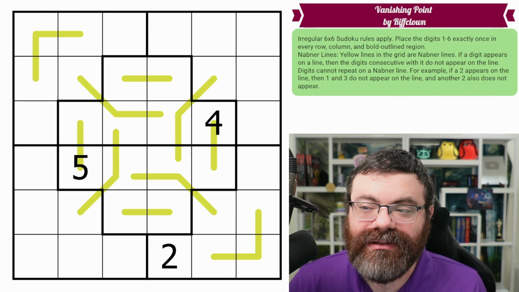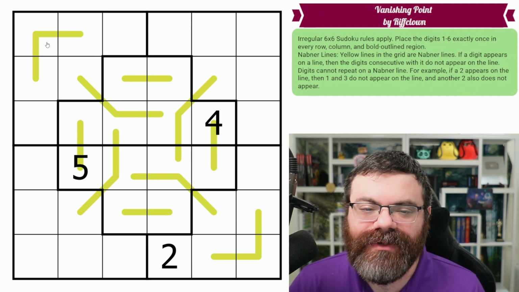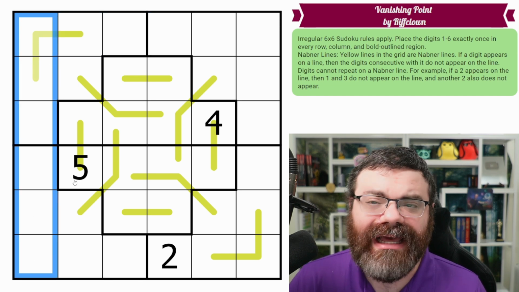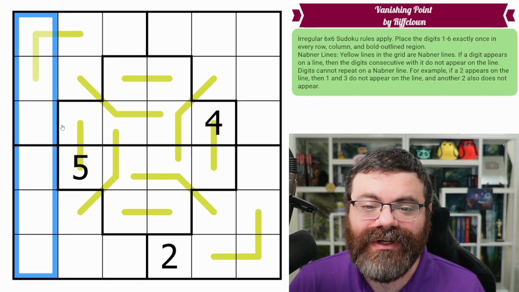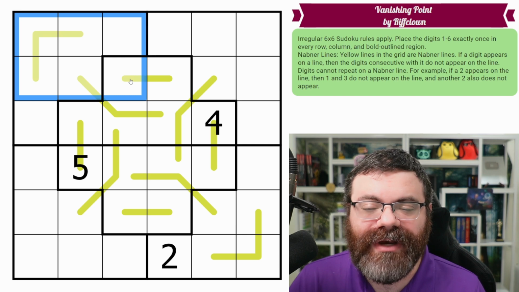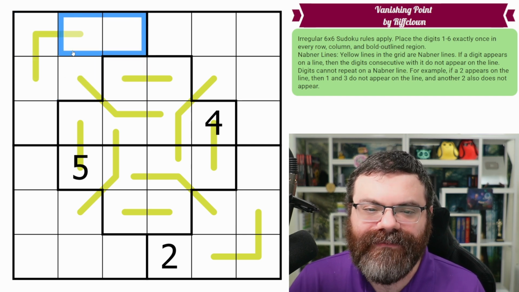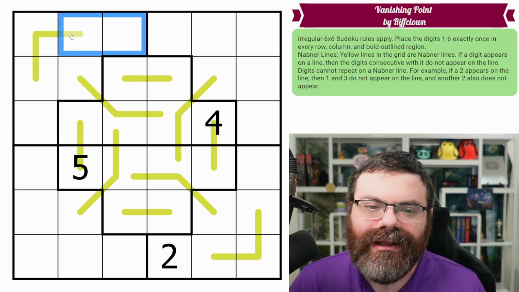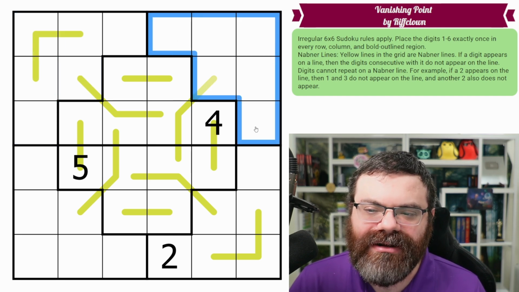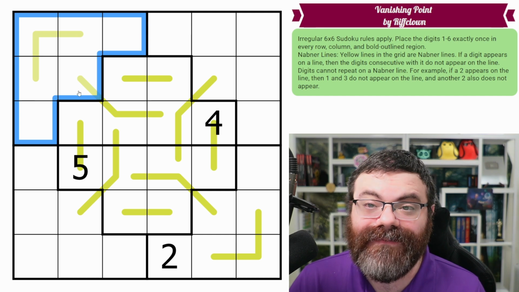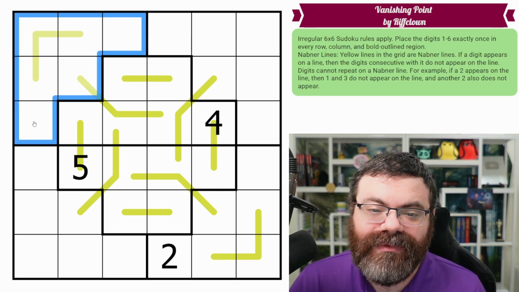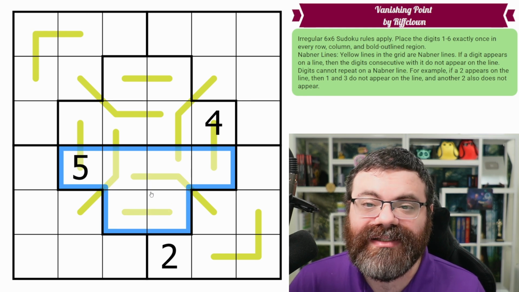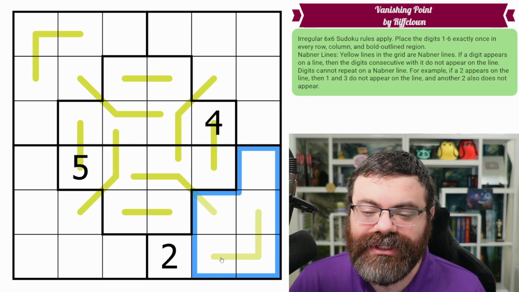So we have irregular 6x6 Sudoku rules. We still have rows and columns that act like normal. In every row and every column, we are placing the digits 1 to 6 exactly once each. But instead of our normal 2x3 boxes, we have these bold outline regions, and they're called irregular regions or sometimes jigsaw, because they can be any arbitrary shape as long as we still end up with 6 of them with 6 cells each. So these 6 cells are a region, these 6 cells are a region, etc. And we're still placing 1 to 6 exactly once each in each irregular region.